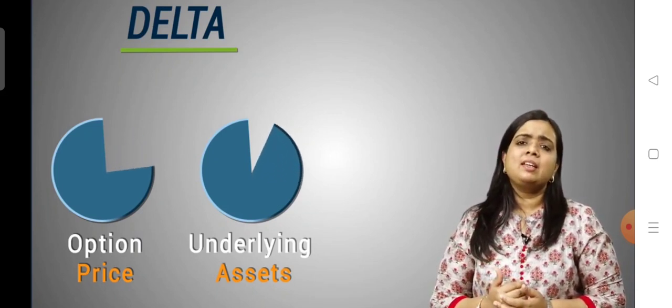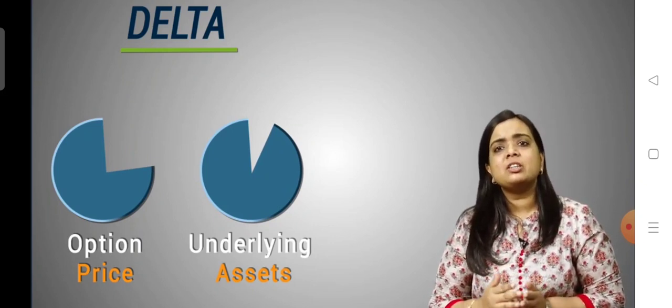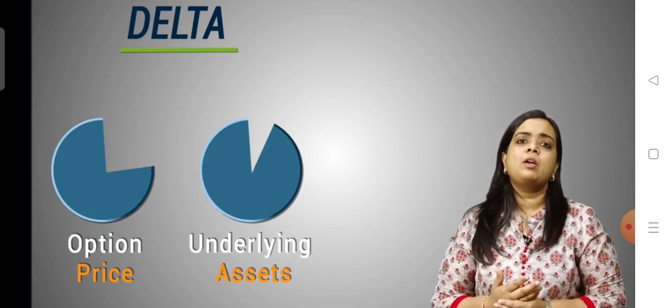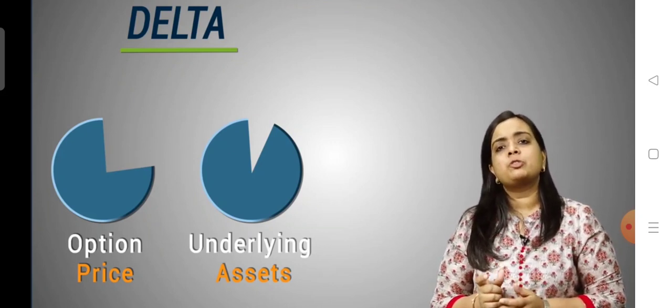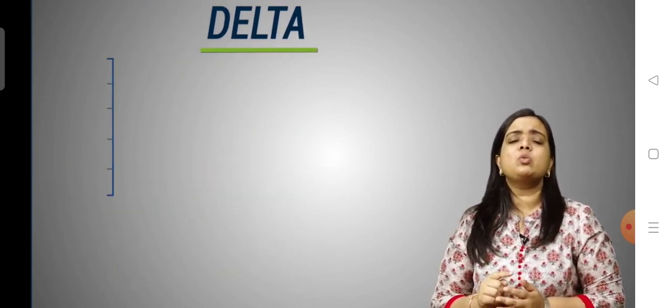So I can say that delta captures the effect of the directional movement of the market or the underlying on the option premium. Another important point to note is the delta value ranges from 0 to 1 in case of call options and -1 to 0 in case of put options. Why is delta negative for a put option and positive for a call option?